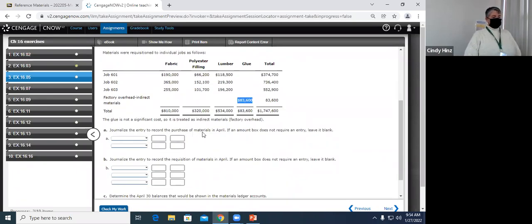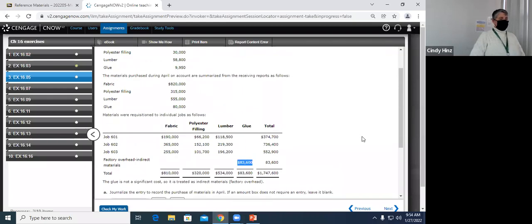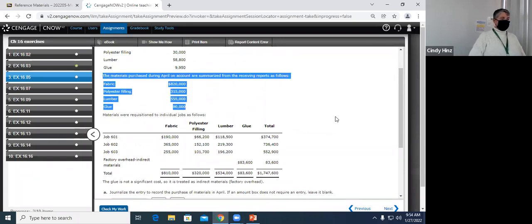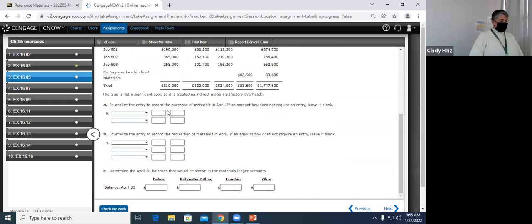Journalize the entry to record the purchase of materials in April. And so we're doing this in one lump sum. We are told here the materials purchased during April were purchased on account, and we can see the 4 different materials. So if we add those up, we're going to know the total amount that we spent on materials this month. Anyone have a total for that?